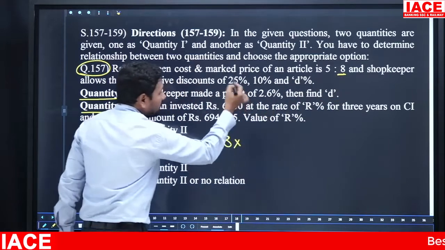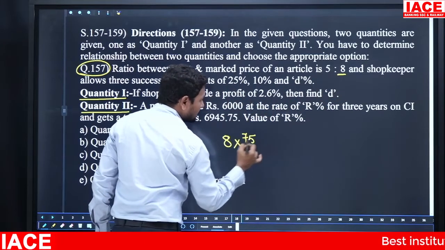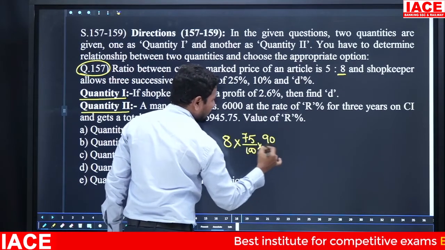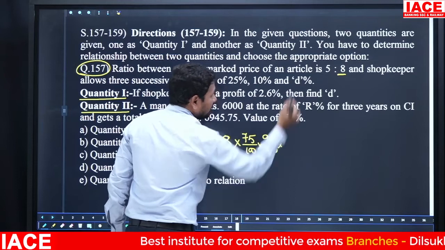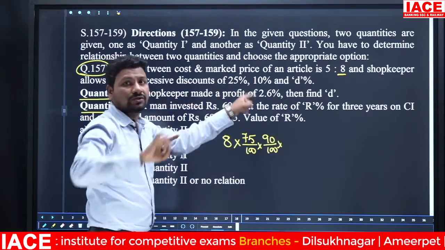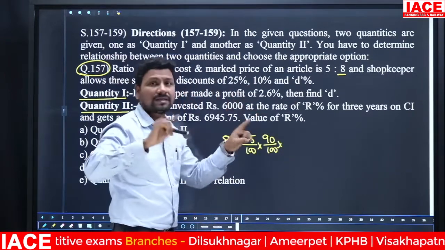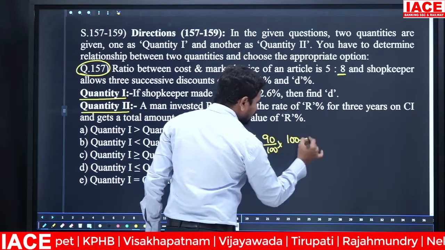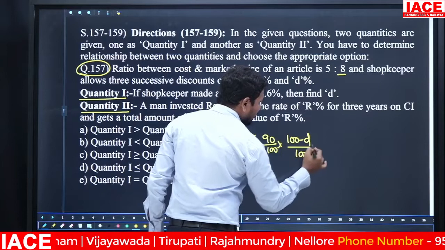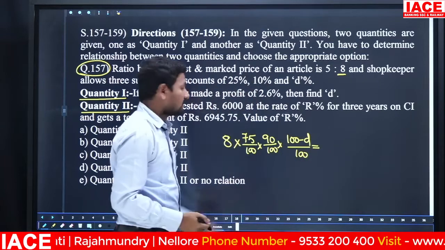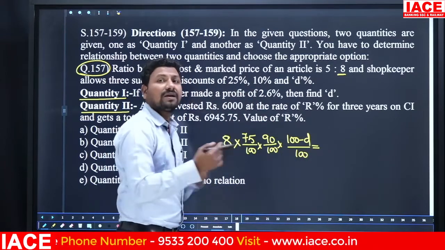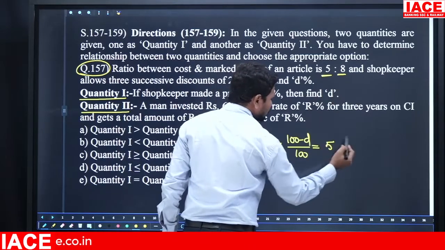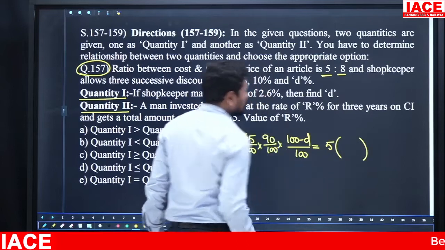Market price is 8 rupees. 25% discount means it is 75%. And 10% discount means it is 90 by 100. Observe that 10% discount means 100 minus 10, 25% discount means 100 minus 25, D percentage discount means 100 minus D, so (100 minus D) by 100. Now we need to know the selling price. After the 3 discounts, MP becomes selling price. We know the cost price. On the cost price, how much percentage profit is there?